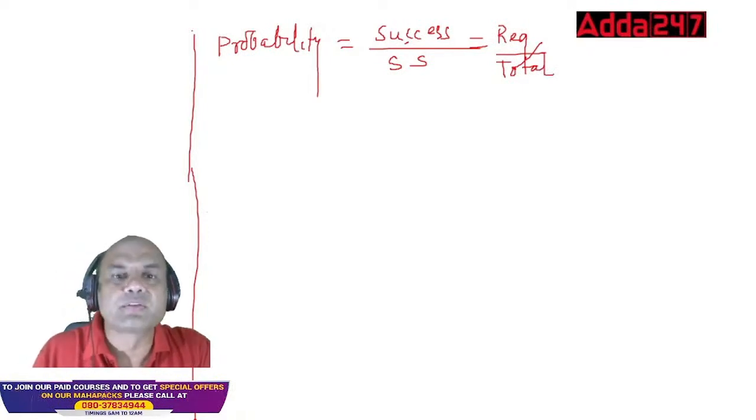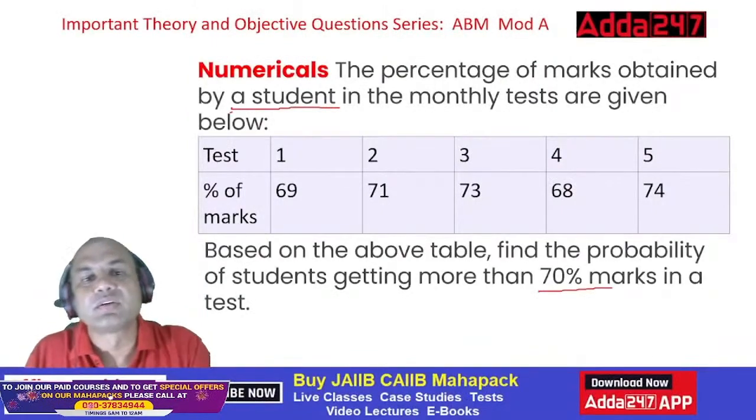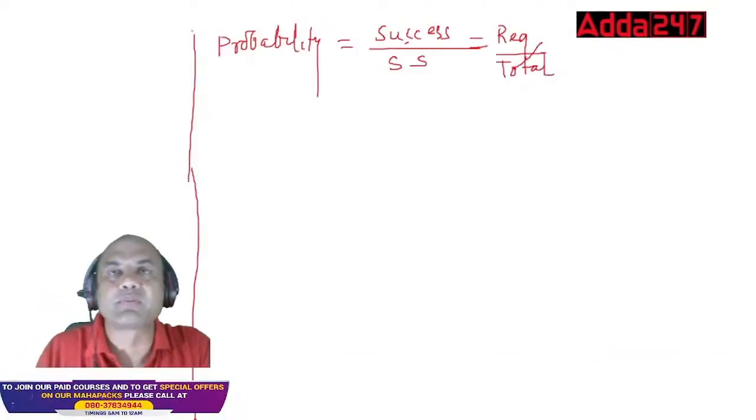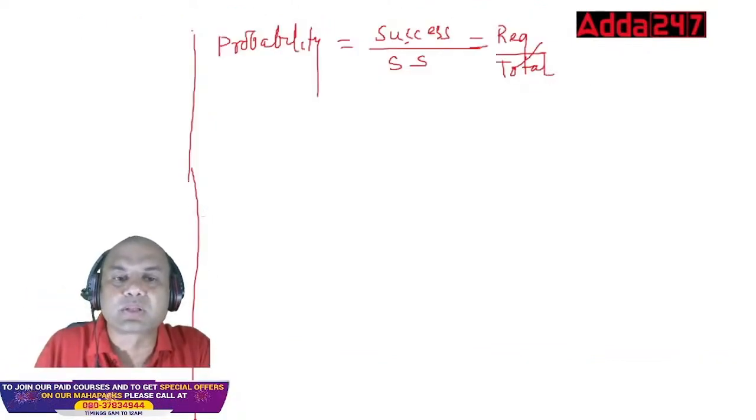Okay, so now coming back, how many tests are there? 1, 2, 3, 4, 5. And what do I want? So the total number of tests is what? 5. So I've got it over here. I'll mark this total and write it: total equals 5.